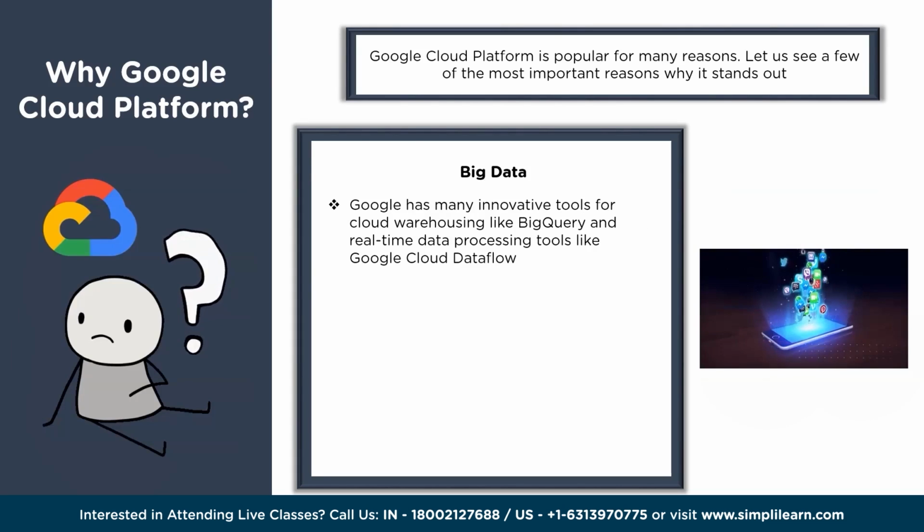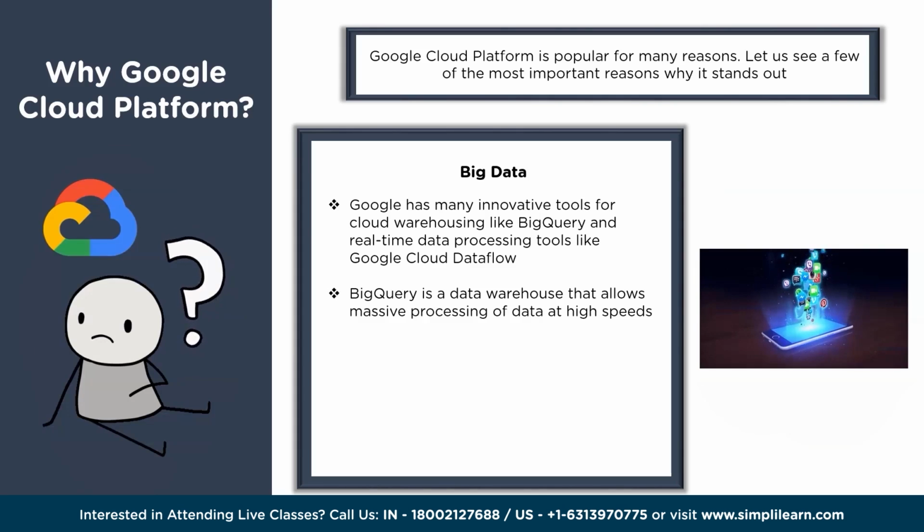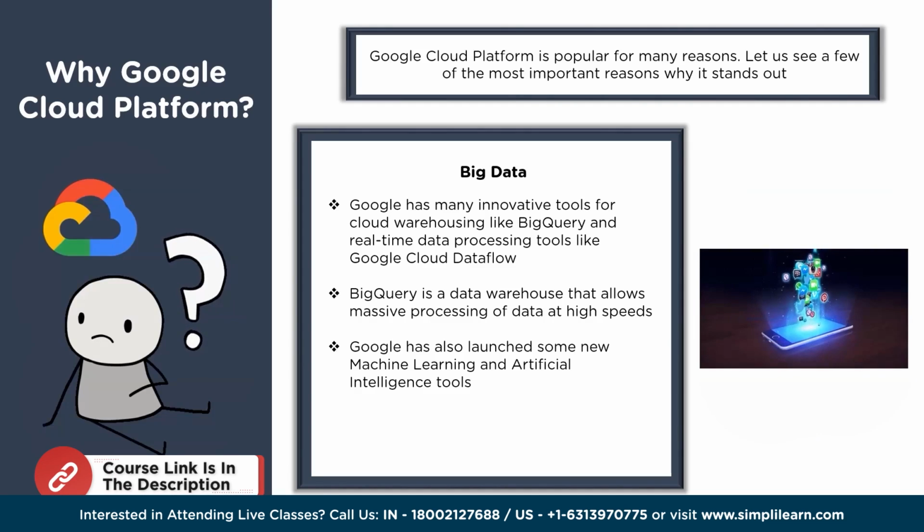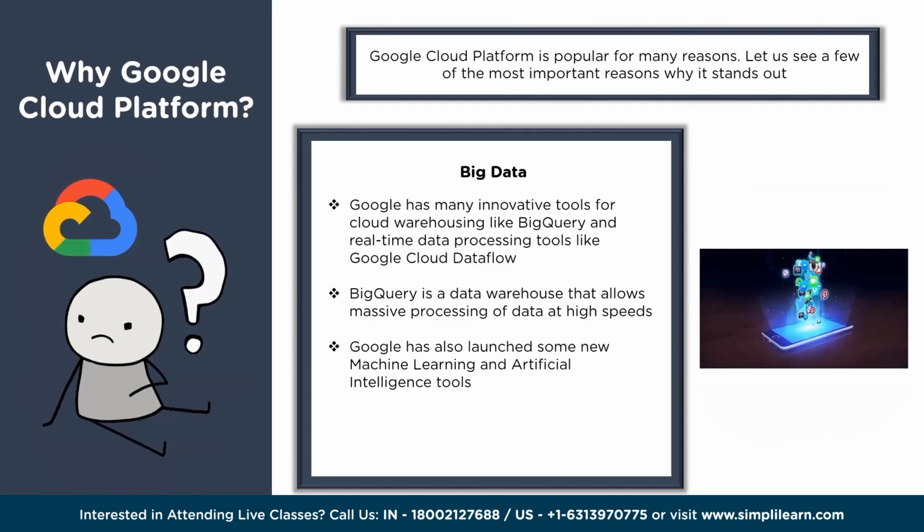Now, big data is data which is very complex and has a lot of characteristics such as volume, velocity, variety, veracity, validity, volatility, virality, and so on. So if an organization is working on big data, Google Cloud can be a better choice because Google has many innovative tools for cloud warehousing, for example BigQuery, and even real-time data processing tools such as Dataflow. BigQuery is a data warehouse that allows massive processing of data at high speeds, basically working on your structured data. Google also has launched some new machine learning and artificial intelligence tools.